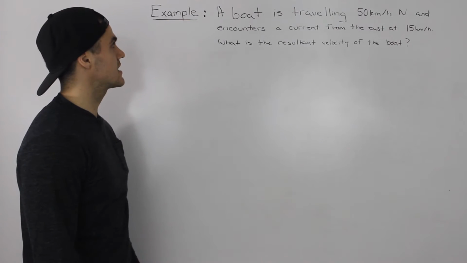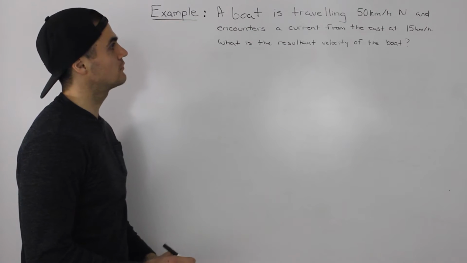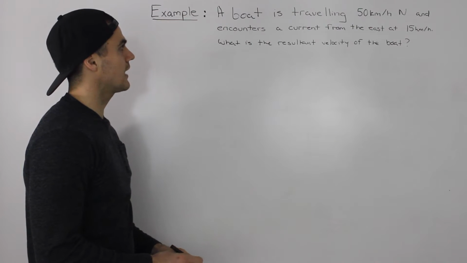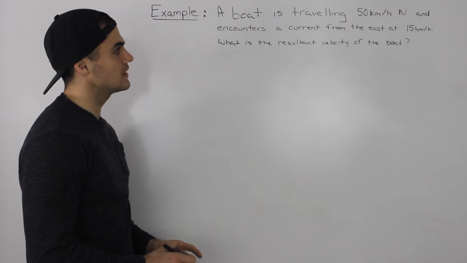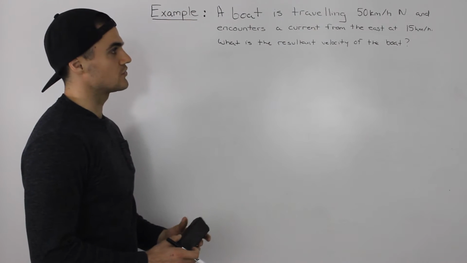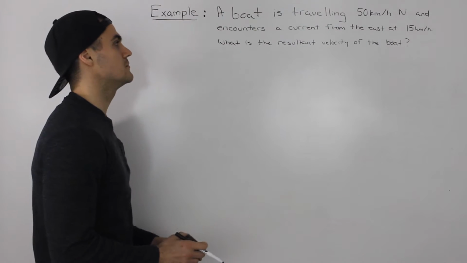Moving on to the next example, we've got a boat traveling at 50 kilometers per hour north, and it encounters a current from the east at 15 kilometers per hour. What is the resultant velocity of the boat?